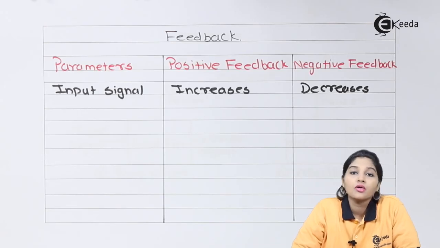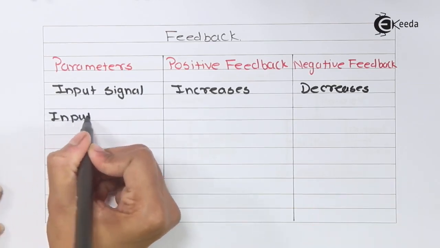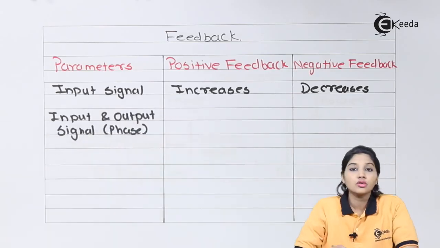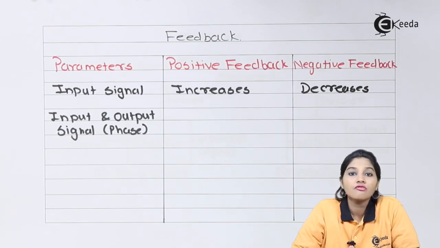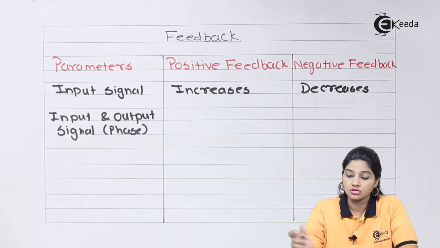Then the second parameter that we are going to consider is the relationship between input and feedback signal, or we can say, as feedback is nothing but output or a part of output, the relationship between input and output. In this relationship, we are basically going to consider phase relationship. In case of positive feedback, there is no phase change, or we can say the input and output are in phase with respect to each other. Whereas in case of negative feedback, there is a phase change. That means input and output are not in phase with each other, they are out of phase with each other.